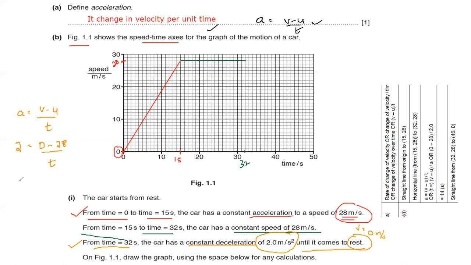When I solve this part, 2 is equal to minus 28 divided by t. If I cross multiply, 2t is equal to minus 28, but I need t, so t is equal to minus 28 divided by 2, which comes out as minus 14. Minus 14, or 14 seconds. So basically this car will take 14 seconds. Why are we getting a negative answer? Because the car was decelerating. But the number is important, so it means this car took 14 seconds, because a time of minus 14 does not make sense.